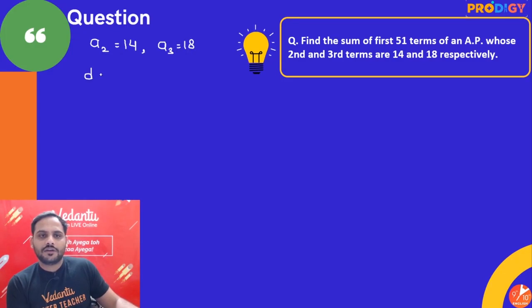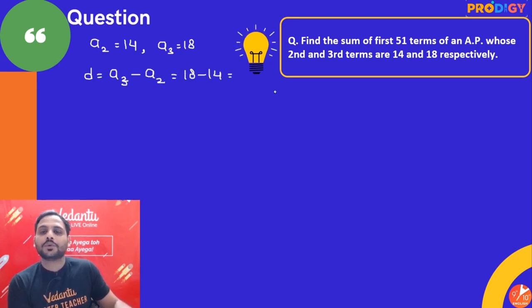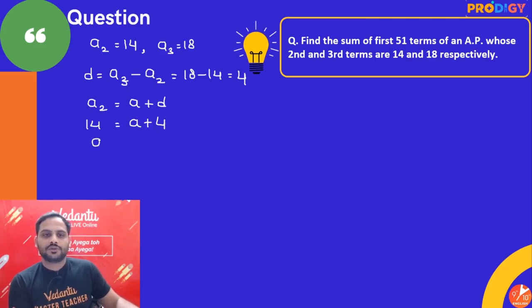Here they have given second term as 14, third term as 18. So I can clearly say common difference will be A3 minus A2. So 18 minus 14, which is equal to what? It will be equal to 4. Common difference is 4. Now I can say second term is nothing but first term plus common difference. So 14 is equal to first term plus common difference 4. Shift it over there, you will get A is equal to 10. So now I got to know A is equal to 10 and common difference is equal to 4.